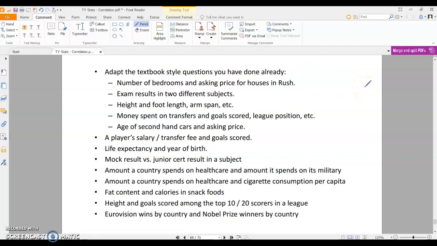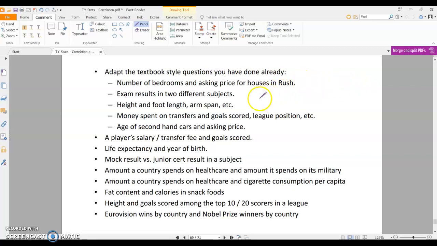Exam results in 2 different subjects. That again probably more suits when you're in the same room as each other and you can ask each other questions. If you were doing exam results, just one thing to cover off. If you're doing something about junior cert results, when you got your junior cert results back, they would have been in letter grades A, B, C, D, whatever. You can't put that onto a scatter plot. A scatter plot needs numbers, and especially the correlation coefficient calculator needs numbers.